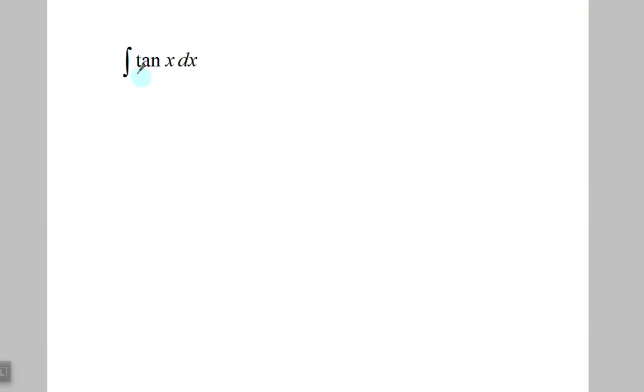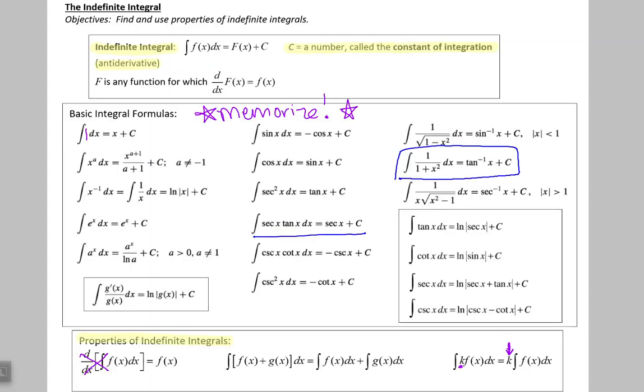Let's find the integral of tangent of x dx. Now when I think back to all of the antiderivatives that I know, tangent of x is not one of them. It's not here on our list. So let's think about what we can do when we have a trig function. And remember, rewriting it sometimes is helpful. We can think of the integral of tangent of x as the integral of sine x over cosine x dx.